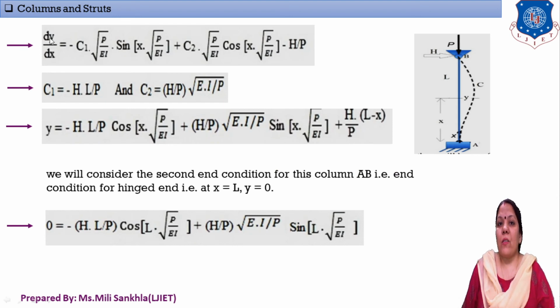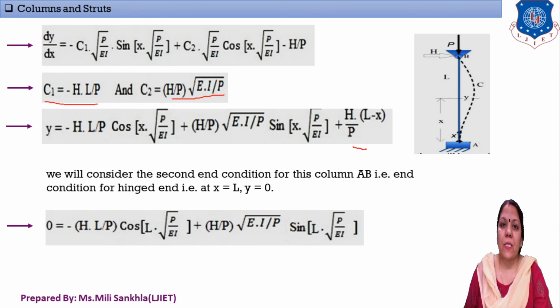Our equation dy by dx is equal to minus C1 under root P upon EI sin x under root P upon EI plus C2 under root P upon EI, and this minus H by P. From this equation we find C1 is minus HL by P. This is our first value of constant C1, minus HL by P, and the second value we find is H by P under root EI by P. Put these values in our original equation of deflection y: C1 minus HL by P cos x under root P upon EI, this is our C2, H by P under root EI by P and sin x under root P upon EI, and this is H by P times L minus x. Now we find the second boundary condition.